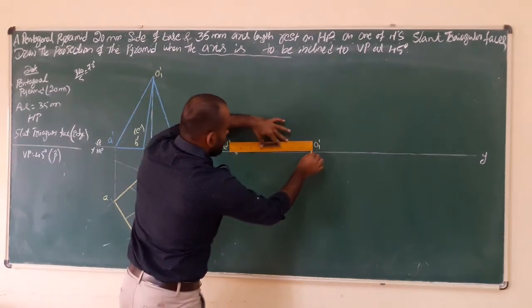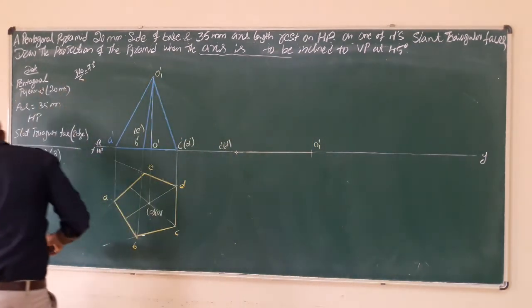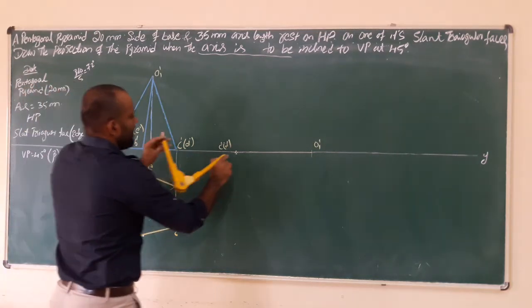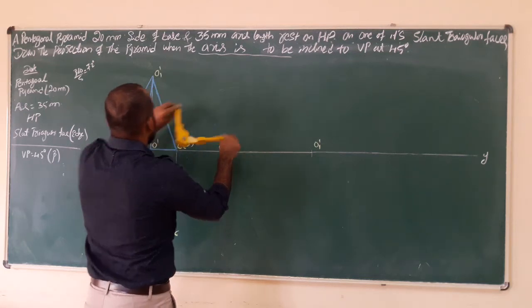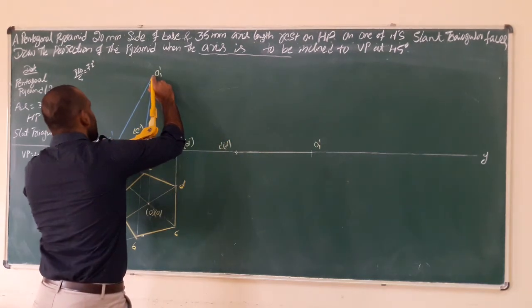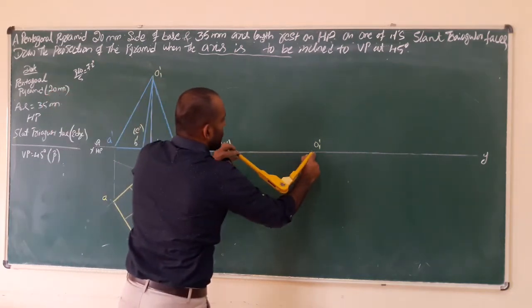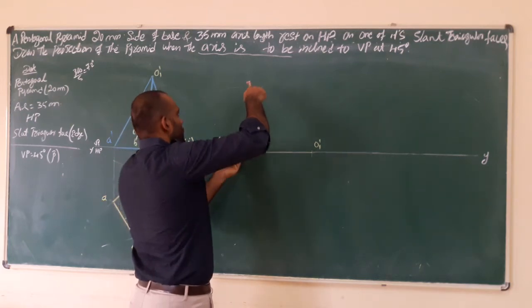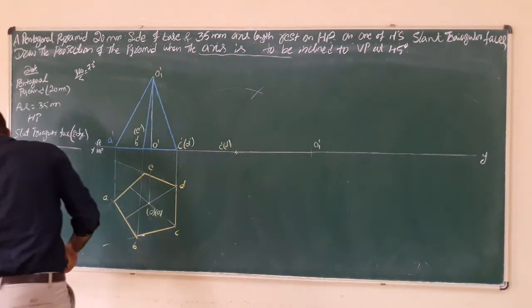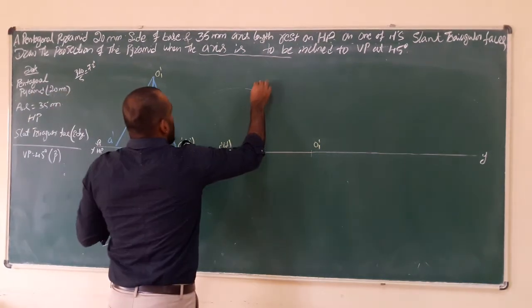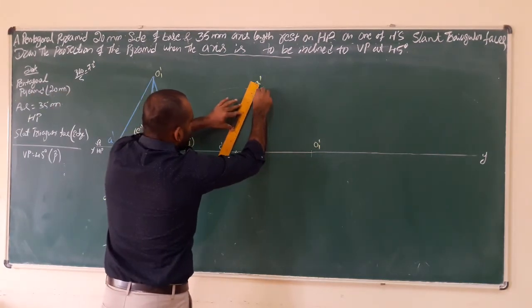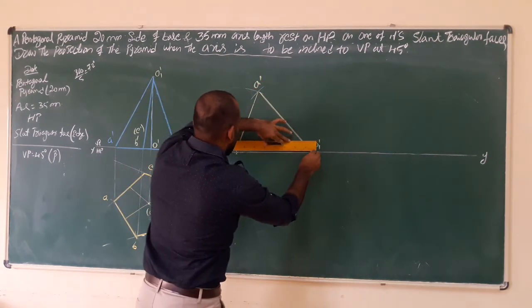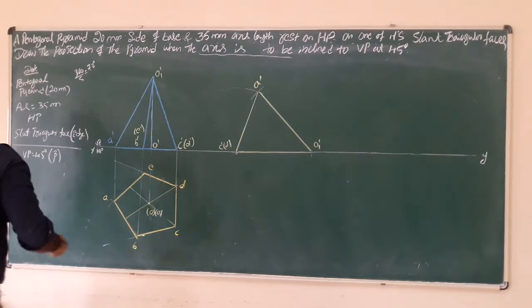After that, measure C to A, O to A, that point is called A dash. After that, the triangle is inclined to 0 degree angle.